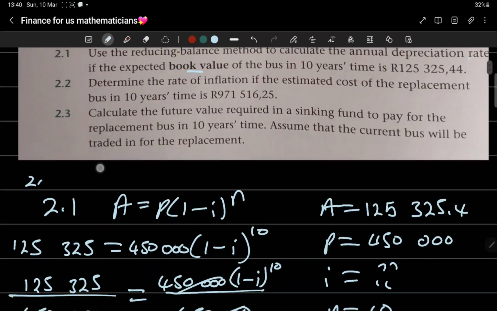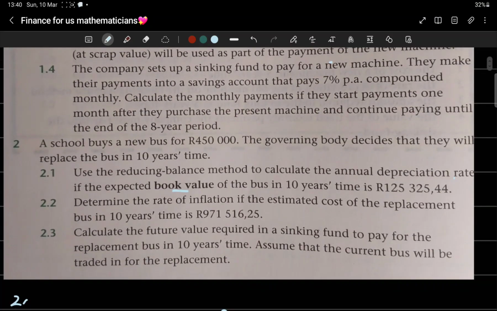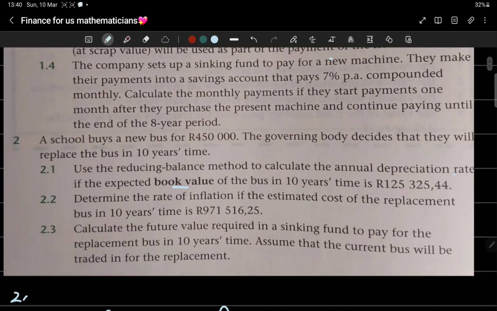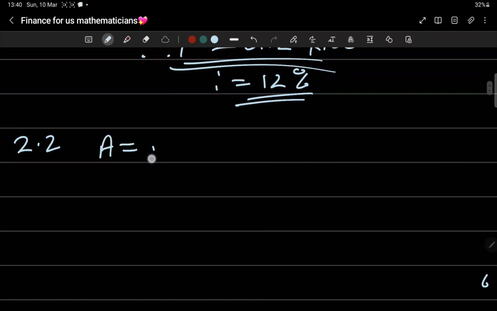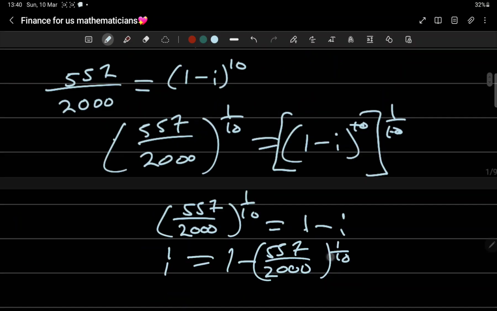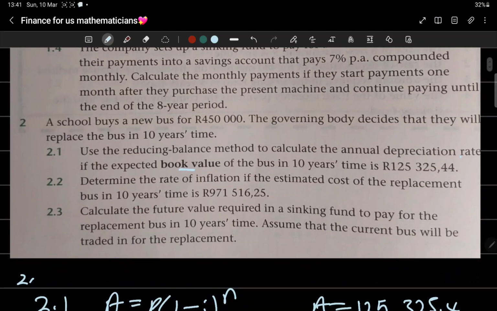Then 2.2. Determine the rate of inflation. Which method are we using? For inflation we are using compound, not the reducing balance. Reducing balance is for depreciation, so compound is the vice versa of that. Someone will say I memorize. Not memorize, that's how you calculate inflation when you're dealing with compound.